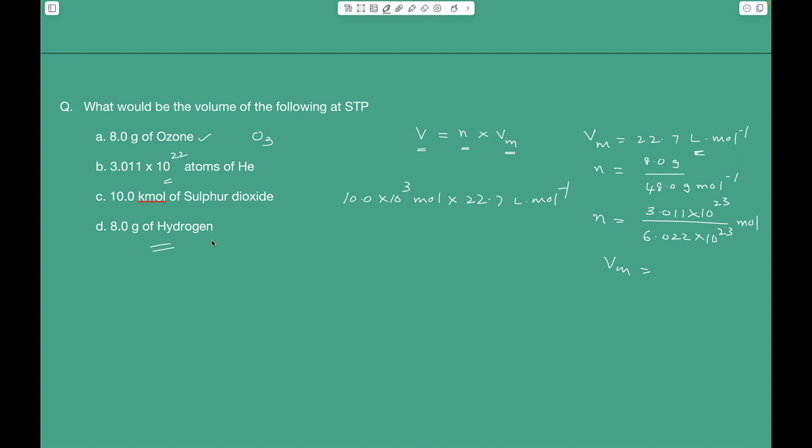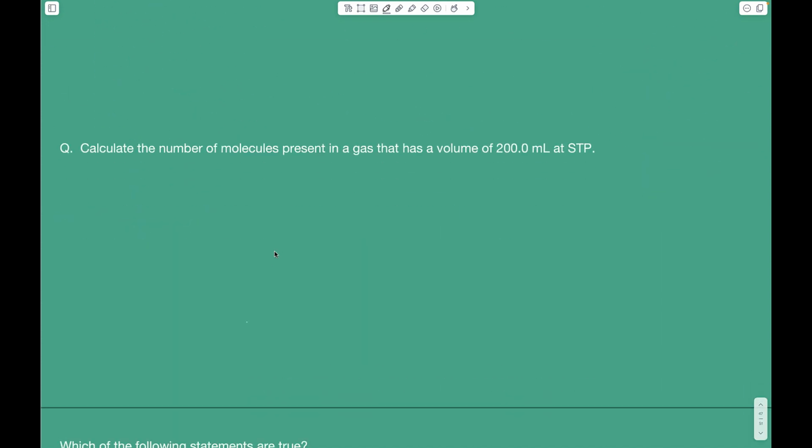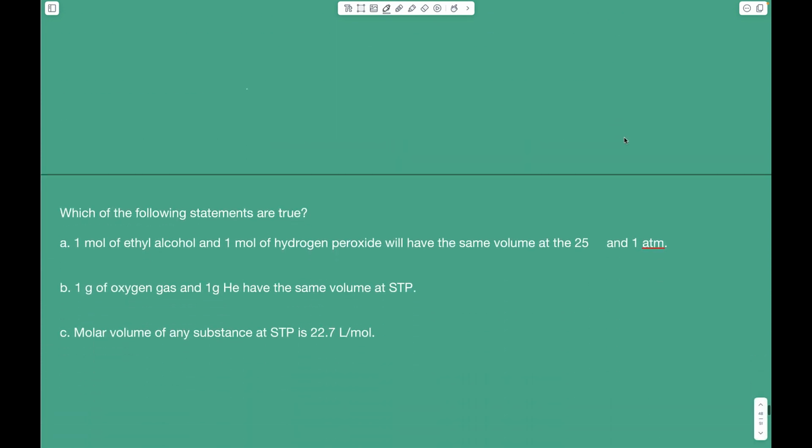Again, 8 grams of hydrogen would be 8 grams over 2.0 gram per mole. This is the amount of substance. Remember, hydrogen is composed of hydrogen molecules at STP, so you have to take the relative molecular mass in gram per mole, and hydrogen is a diatomic gas. So that is about that question. Then calculate the number of molecules present in a gas that has so much volume at STP. I think you can give it a try.